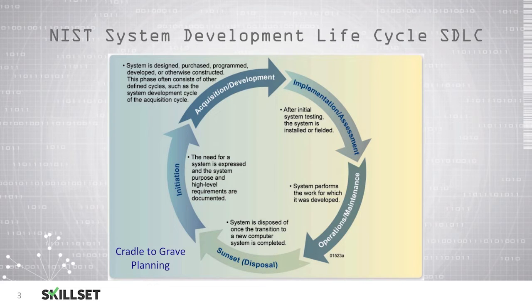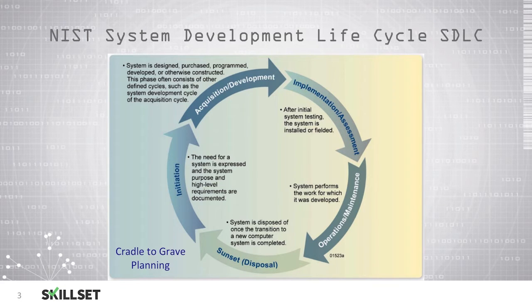Once we have designed or purchased the system, we can move on to the implementation and assessment phase. Here we would install the system and conduct system testing to make sure that it is working properly. We then move on to the operations and maintenance phase, where we have the system working properly for the work we needed it to do. We will maintain the system by installing necessary updates or making modifications, and continue to make sure that the system is functioning properly and serving the needs of our organization.